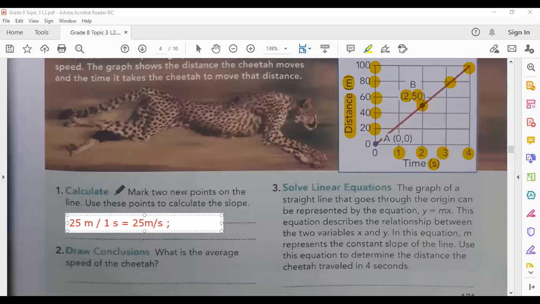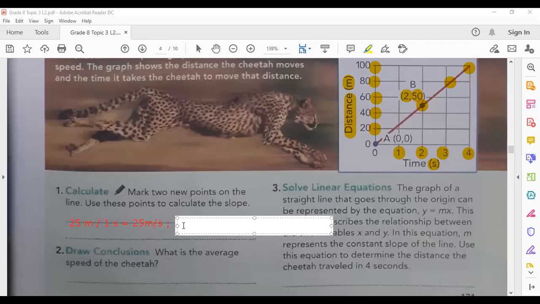100 meters. What is the time? 4 seconds. Which is equal to 25 meters per second. This is the first part of the question. Notice that when you choose any 2 points, it will equal the same thing: 25 meters per second. Done?